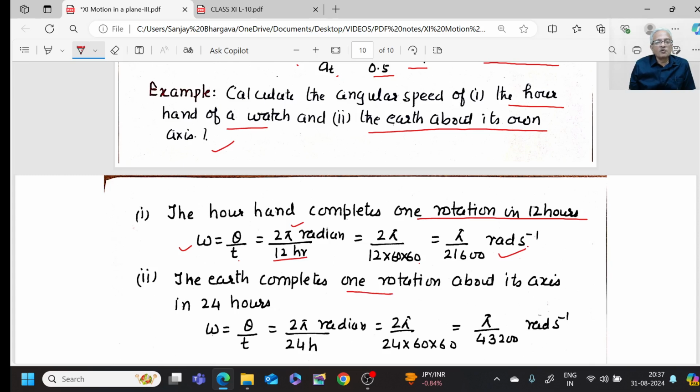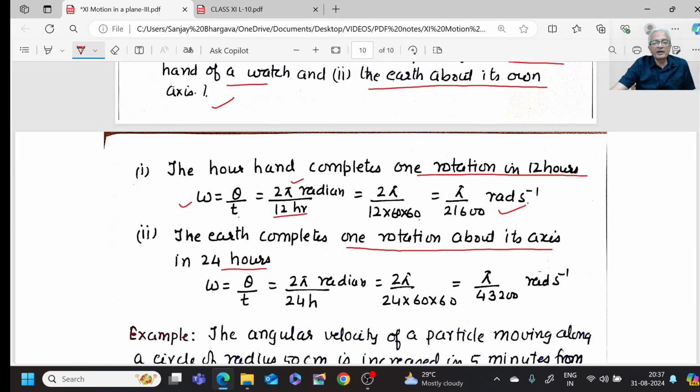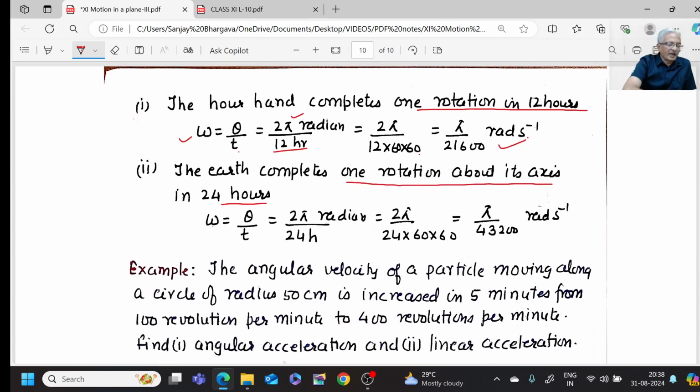The earth completes one rotation about its axis in 24 hours. So omega can be written as theta upon t, where theta is 2 pi radian and the time taken is 24 hours, which can be written as 2 pi upon 24 into 60 into 60, that is pi upon 43,200 radian per second.